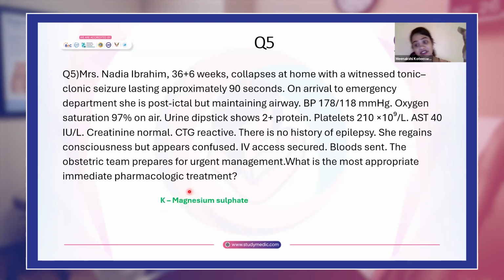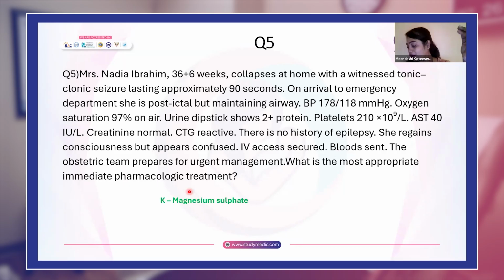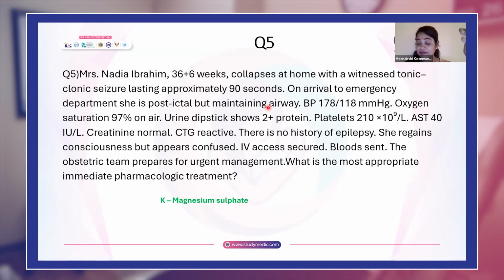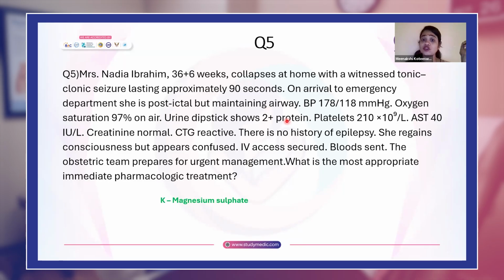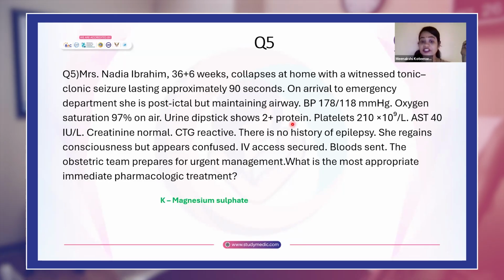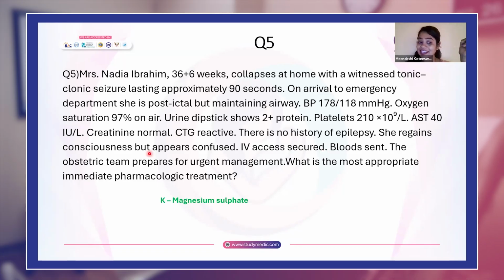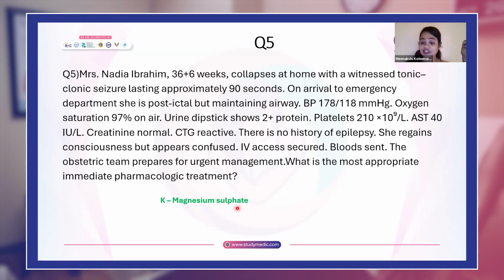In this case, obviously, you will be giving magnesium sulfate because as you can see over here, that her blood pressure is high and she's also had a seizure with no epilepsy history, which means it's pointing towards eclampsia. And the dipstick is also showing 2+ protein. So definitely they've secured an IV access. And it's important that naturally you will be delivering her. But prior to that, they're asking you about pharmacological management. So therefore, you have to go for magnesium sulfate here.